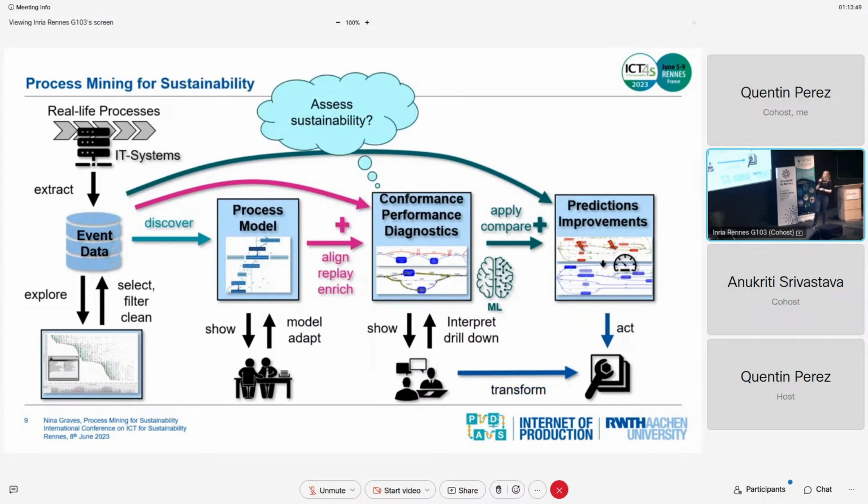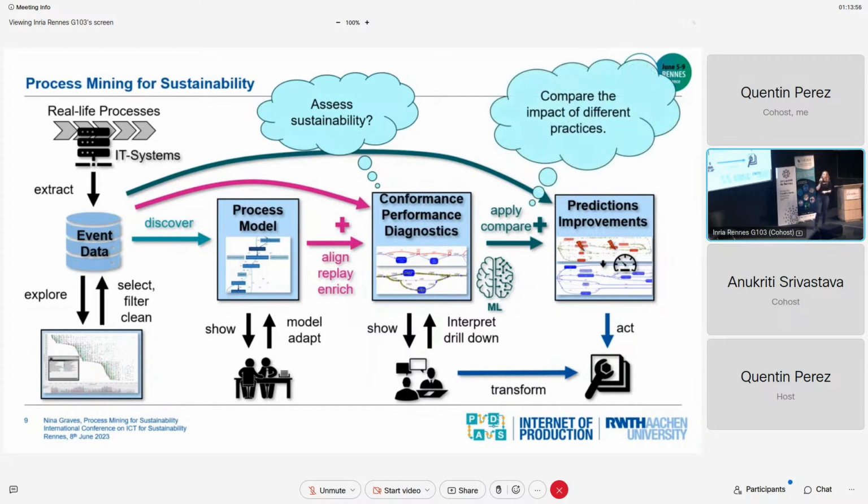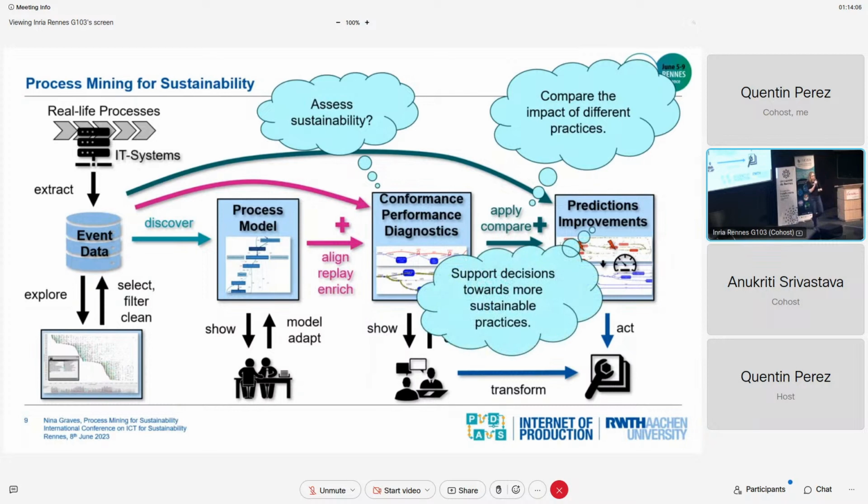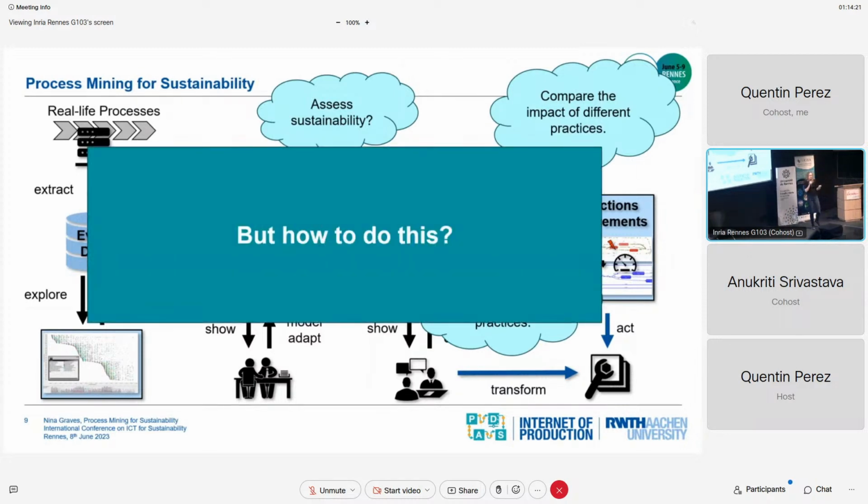And there has been a lot of thought about what we can actually do with process mining on sustainability. We can assess sustainability, we could compare different processes with regard to their sustainability, and we can help decision makers make more sustainable choices. But the descriptions are very unconcrete and very high level. So we were wondering, when we read all of this, how should we do this?